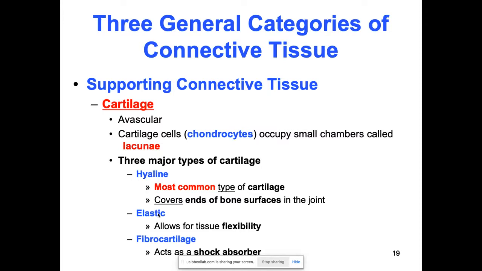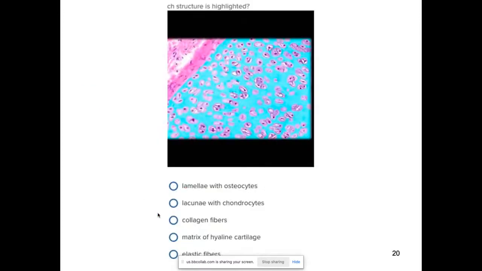Fibrocartilage is the strongest cartilage in the body. We have that found where your intervertebral discs are, the IVDs, the discs, and also where your pubic bones come together. There's a vertical cartilage called the pubic symphysis. When you do osteology and you look at the pelvic bones and you go over the ilium, the ischium, and the pubic bone, where the pubic bones come together, there is a vertical cartilage called fibrocartilage that's called the pubic symphysis. Very, very strong.